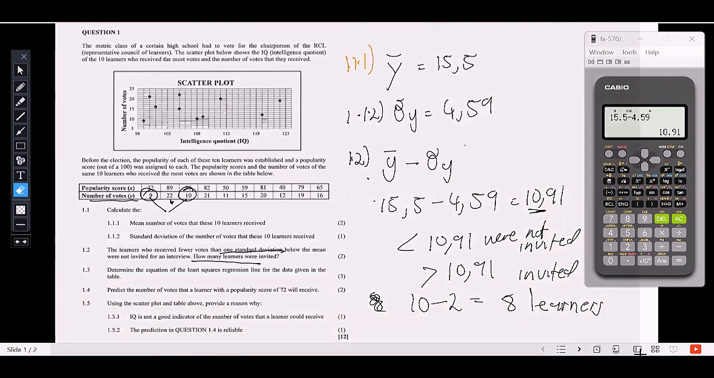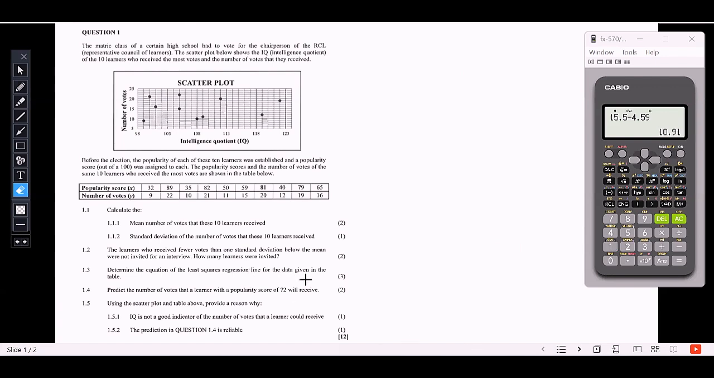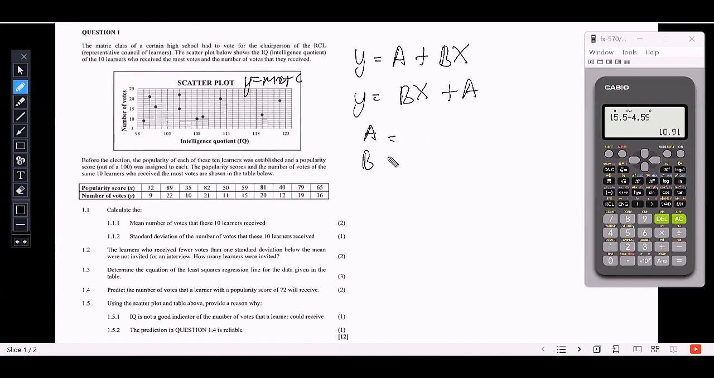Okay, so 1.3 says determine the equation of the least square regression line for the data given in the table. As we saw, the formula for that is a plus bx, which most of the time we write in the form y equals mx plus c, because it's simply a straight line. To determine this line, you need to first find the value of a and then the value of b. With a straight line, we need the y-intercept and the gradient. So our b here is the gradient and our a is the y-intercept.